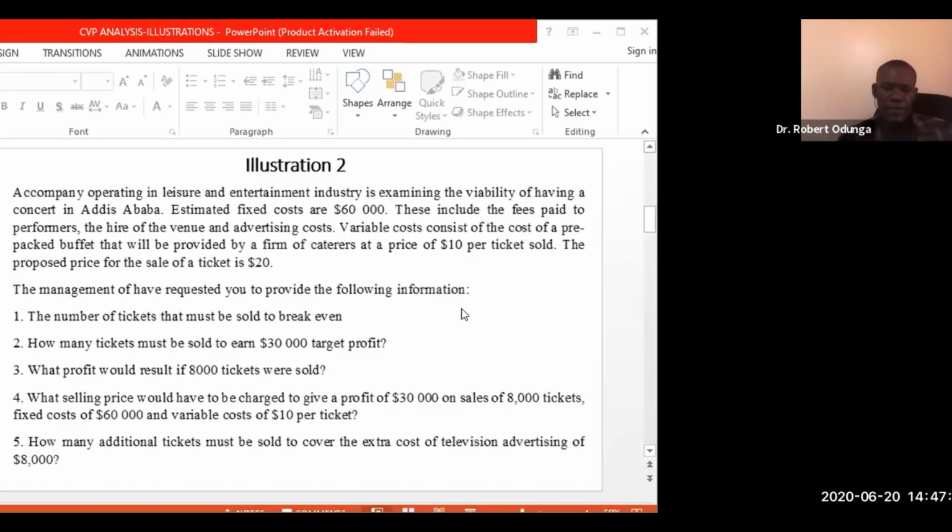Now number 5, how many additional tickets must be sold to cover the extra cost of television advertising of 8,000? So these are additional costs. So let's go step by step. The number of tickets that must be sold to break even. Okay, so let's share the new screen.